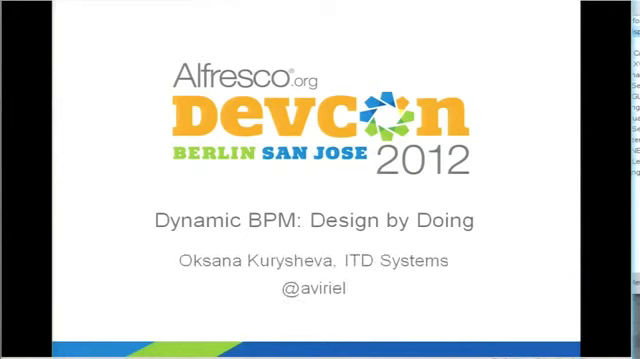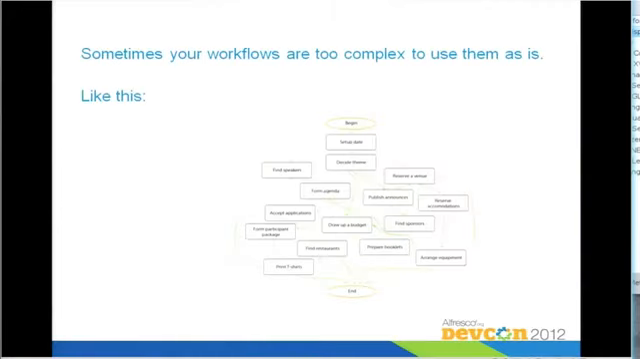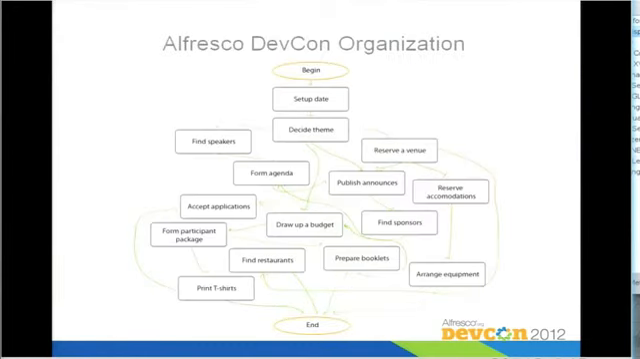So we faced one issue in our projects, and I want to tell you how we solved it using Alvex. Sometimes your workflows are too complex to use as they are. You can draw a monstrous diagram, but you cannot be sure that it will cover all scenarios. Real-life workflows are usually assembled on the fly by knowledge workers. As an instance, the Alfresco DevCon organization. It consists of a lot of small parts that should be done in parallel, that link to each other, and that can be changed dynamically.